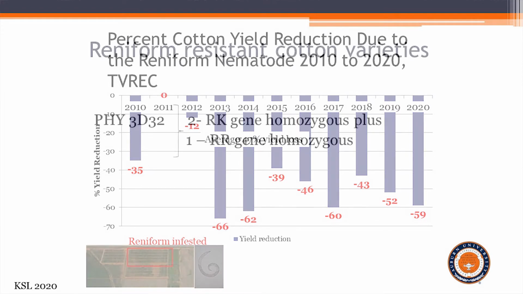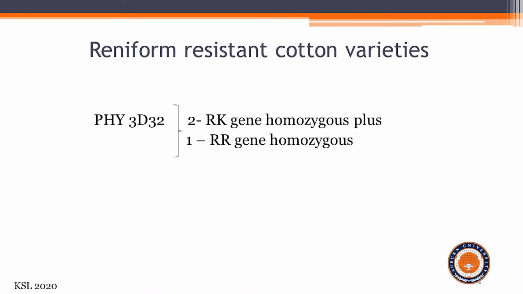Okay, on the next slide, we have a reniform-resistant variety, and I was only able to test one, but Phytogen 3D32, and it does have the two root knot resistant genes that are homozygous, and it has one reniform resistant gene, so it's a 3-gene combination. And at Tennessee Valley, it did very well.